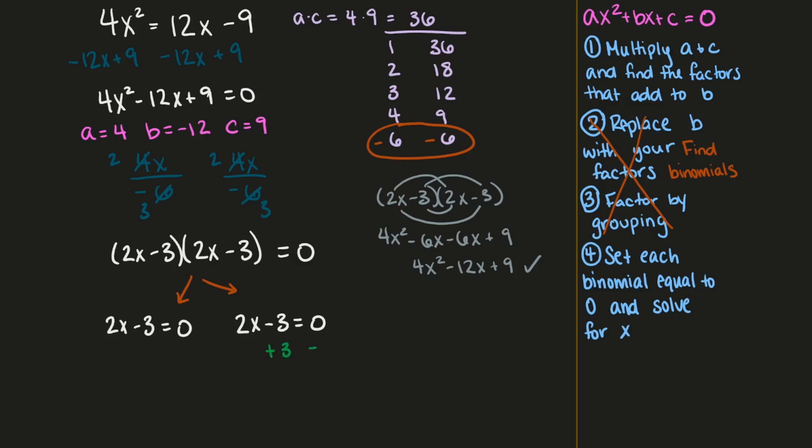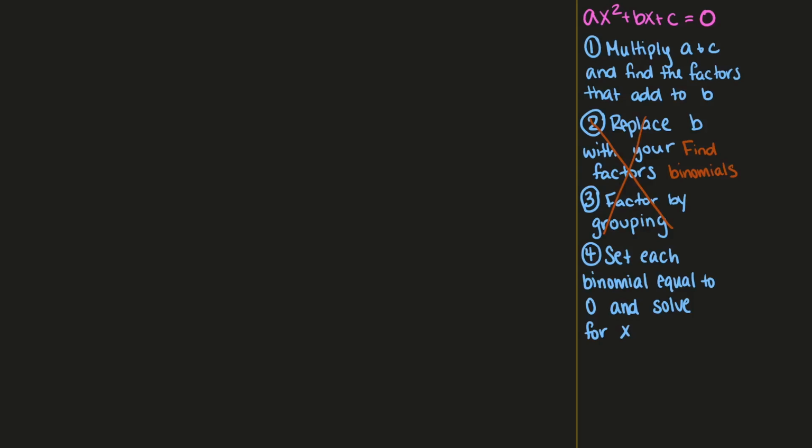We'll add 3 to both sides, and we get 2x equals 3. Divide both sides by 2. And x is equal to 3 halves. And that's our answer. We have one value for x, and it is 3 over 2. So whenever our a is greater than 1, we just want to take two fractions, simplify those, and we'll find our binomials. All right, here's our fourth example.